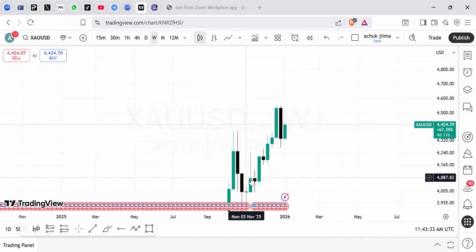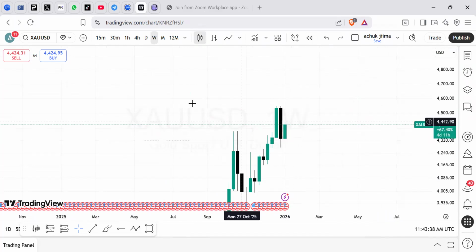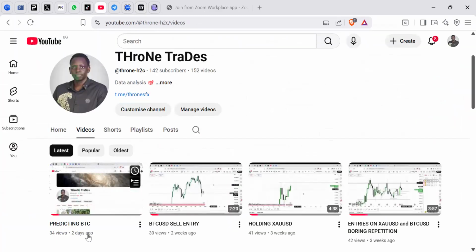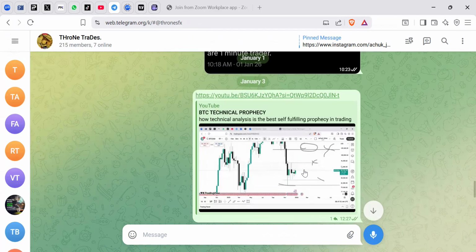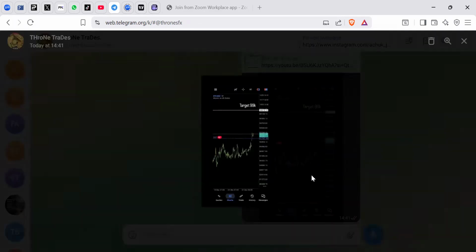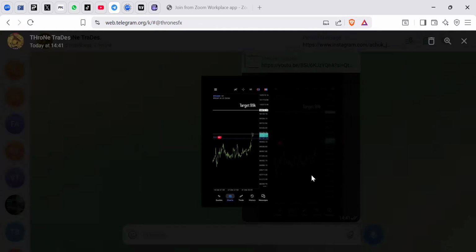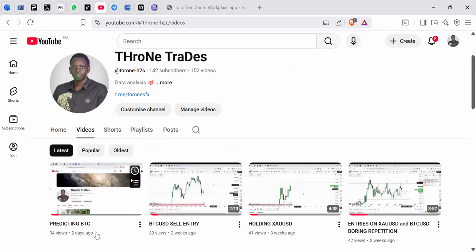So I've got a gold trade to analyze for you, but I just want to show you the last trade we analyzed and how it is playing out. This is the last trade we analyzed two days ago, predicting Bitcoin. And this morning we actually got an entry here. This is the entry, the buy positions we are in, and we are targeting Bitcoin to go up to 99,000 possibly. So that is the trade. And if you watched it here, you would know exactly what to do because I explained the entry, where to enter from, here.